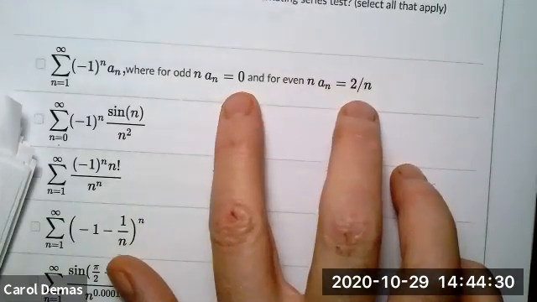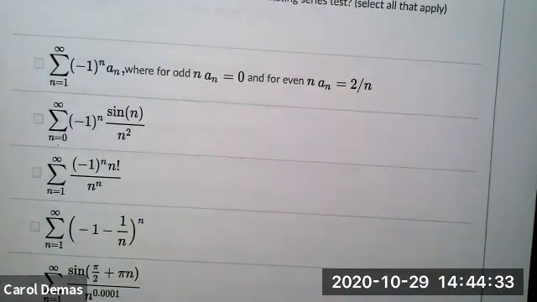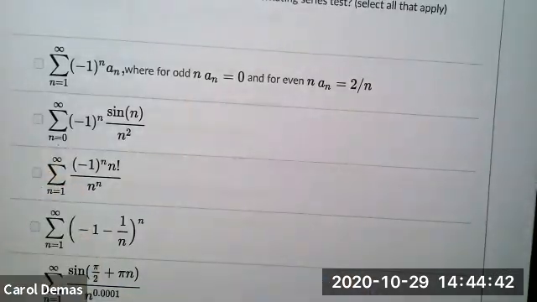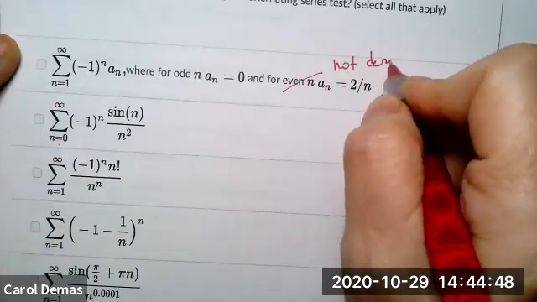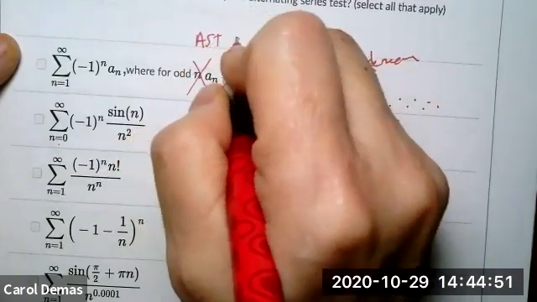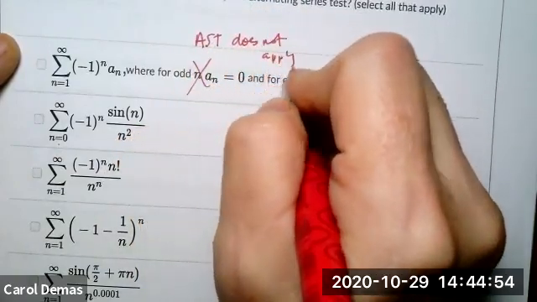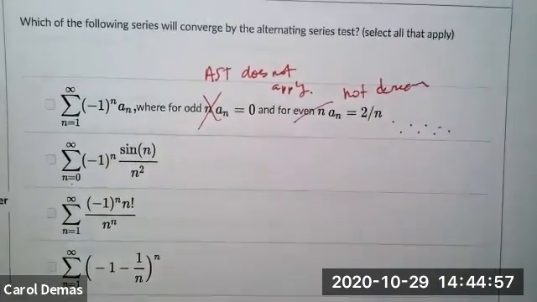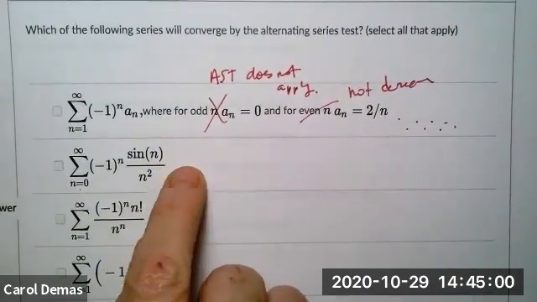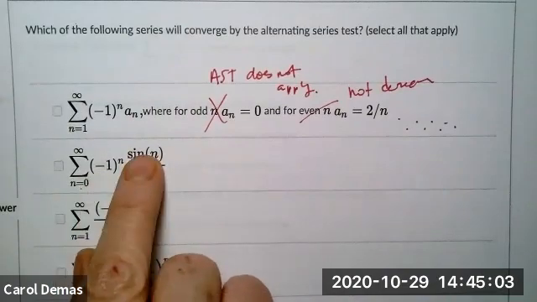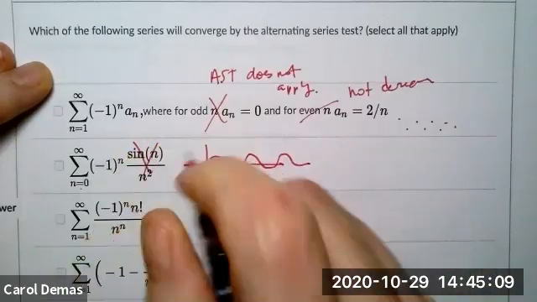We're greater than or equal to 0, but are we decreasing? We're going back and forth between 0 and a number that's positive. So we're not always decreasing, and that means that AST does not apply. So that's not it. All right, what about this one? We do have an alternating here, but sine is oscillating between 1 and -1. Also not strictly decreasing.